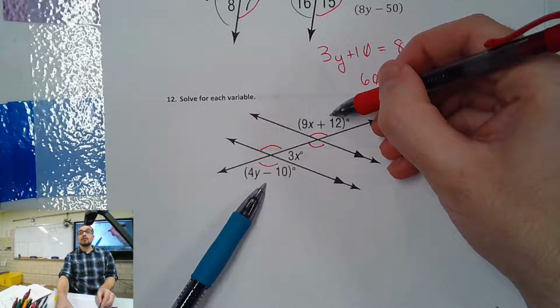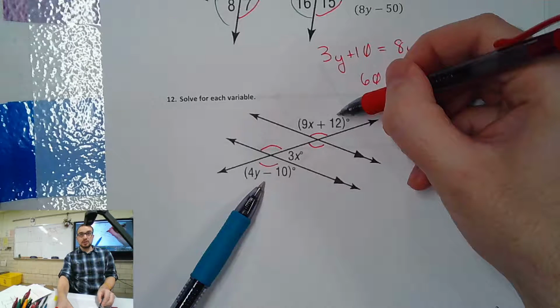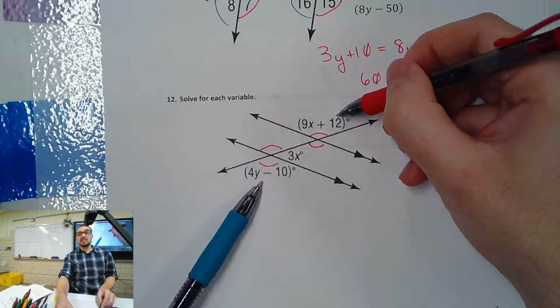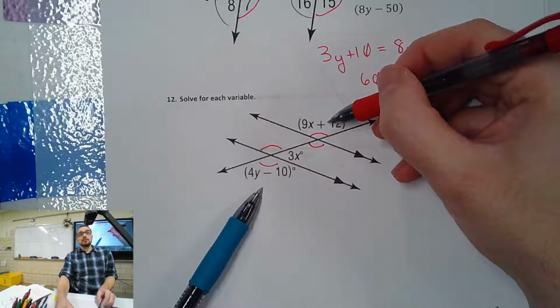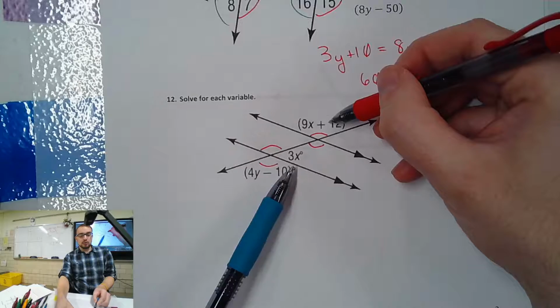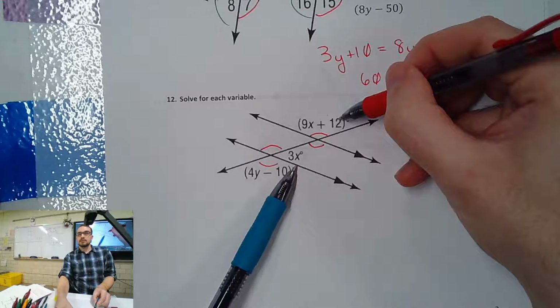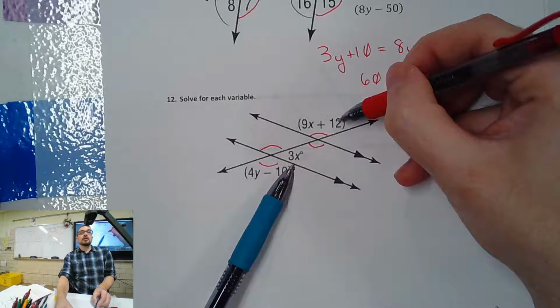They're the same. Now, we could write 9x plus 12 equals 4y minus 10, but is it going to be helpful? No, because we have two variables here. So while it's a true statement, it's not very helpful, right? What we need to figure out is what's the relationship between 3x and 9x plus 12? Because if we can set those up, we'll be able to solve for x.